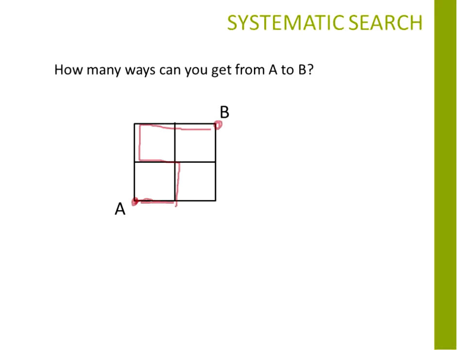So the game is get from A to B in the shortest route possible, and how many ways can you do that? So someone wrote work from a corner spot towards the middle and then the other corner. So you could find a way. So 2 up, 2 right. That's one way to do it.